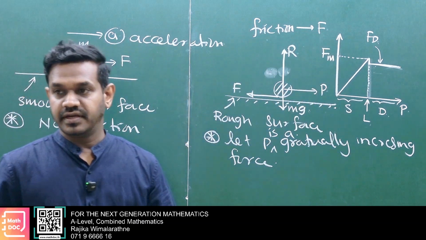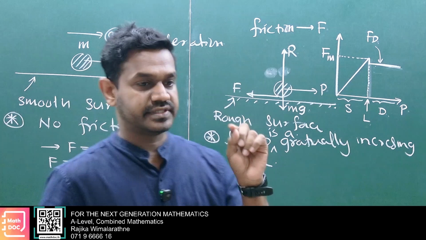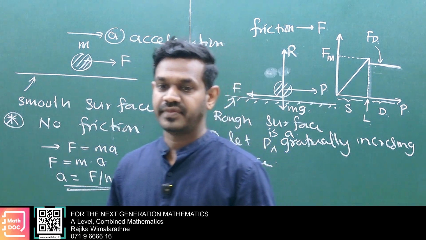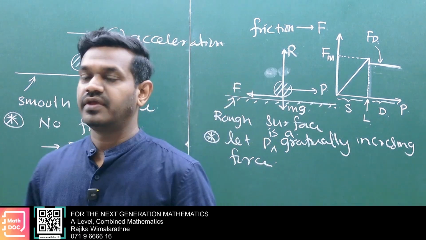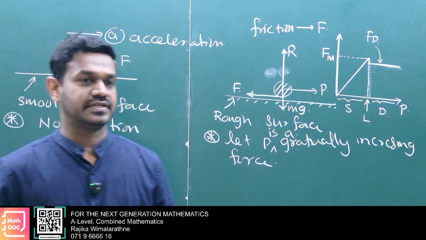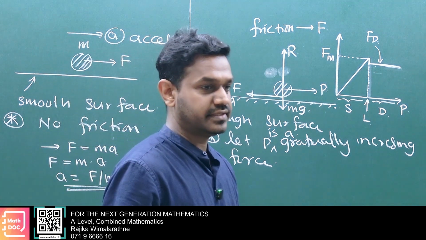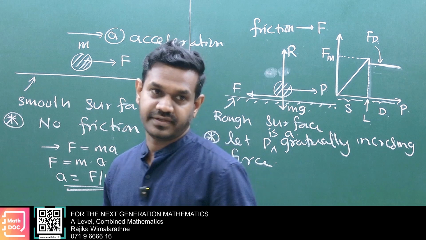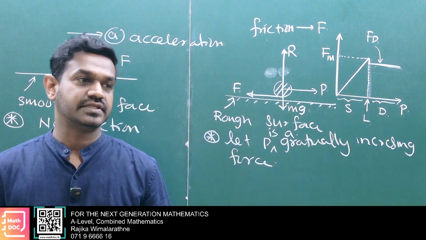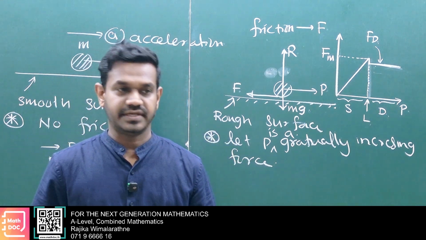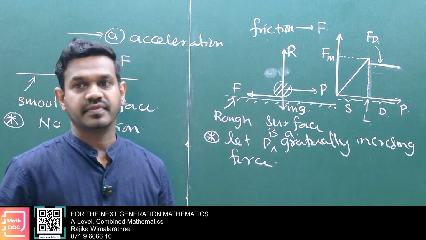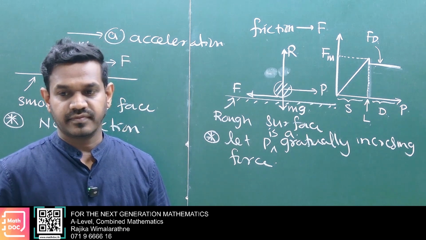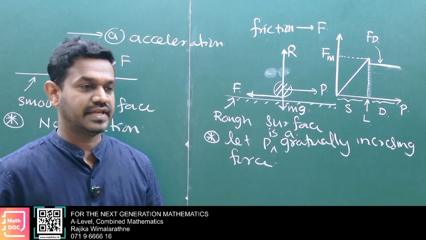Now, with a star mark, write down: for smooth surfaces, no frictional force will appear.